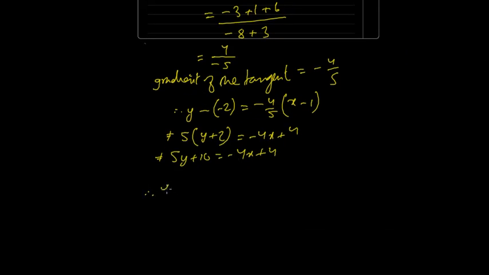Therefore, minus 4x would be 4x. This would be plus y. So 10 minus 4 is plus 6. This is the answer.